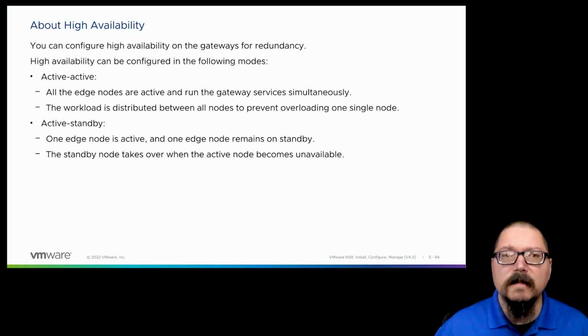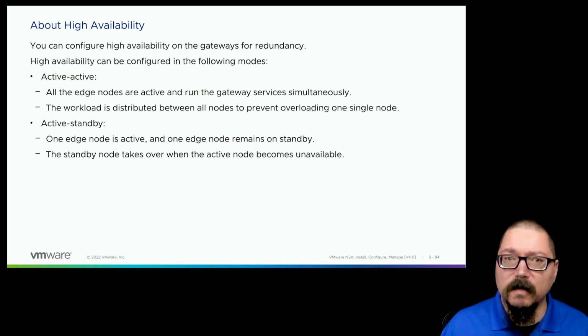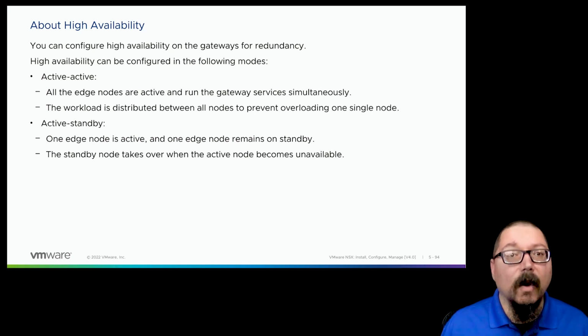So active-active simply means multiple edge nodes, multiple service routers ultimately providing services, and that typically goes with stateless services. Or I can configure my tier 0 gateway in an active standby mode to provide a single active node and a single standby node and provide for stateful services rather. So stateful NAT, source NAT, destination NAT, stateful firewall.